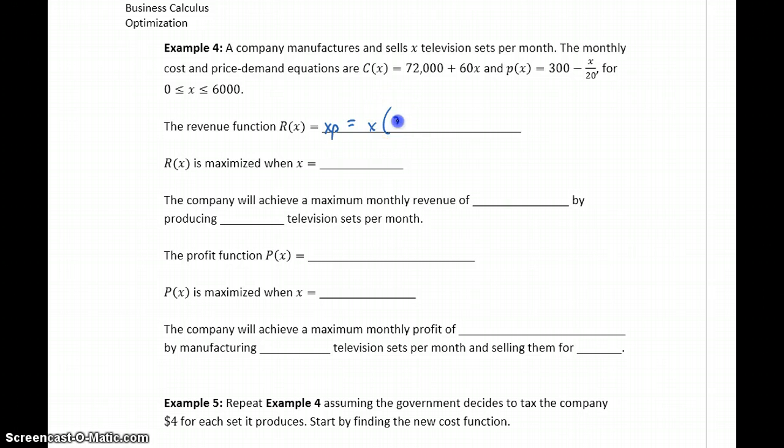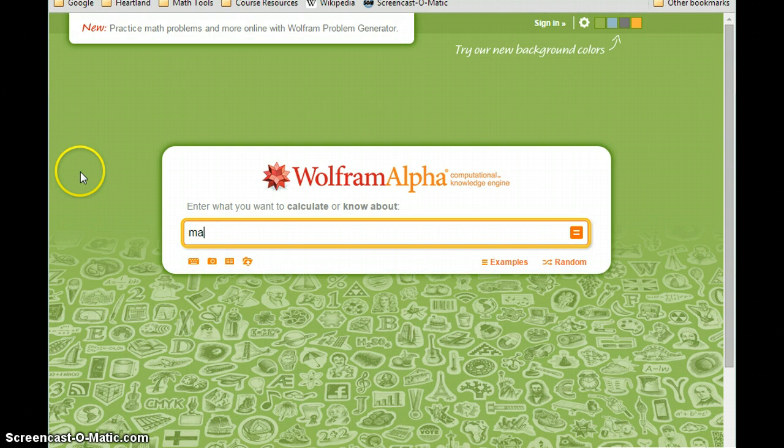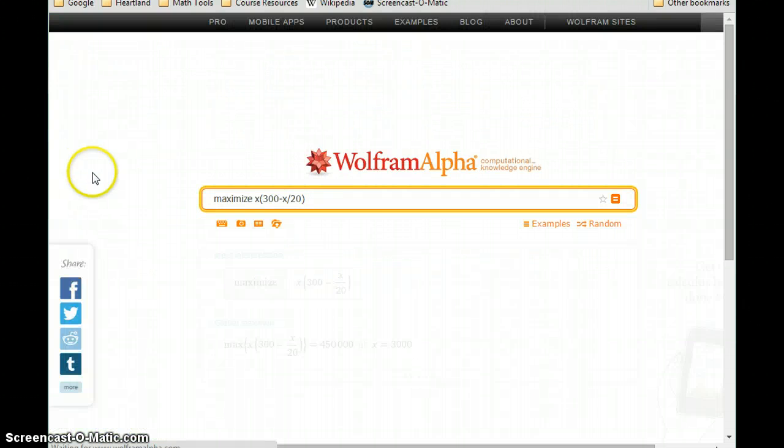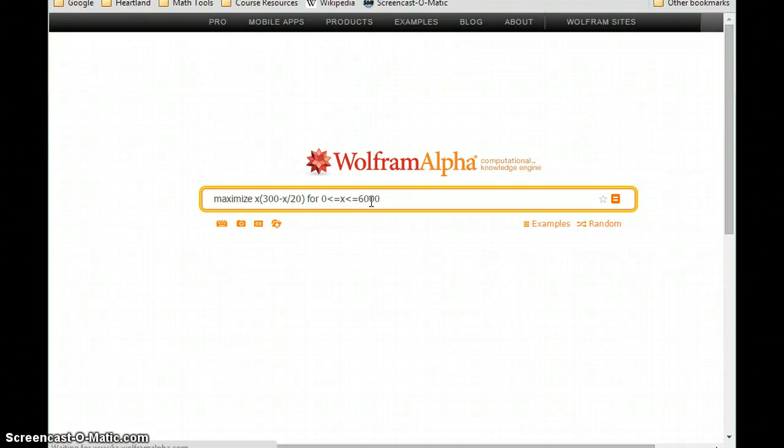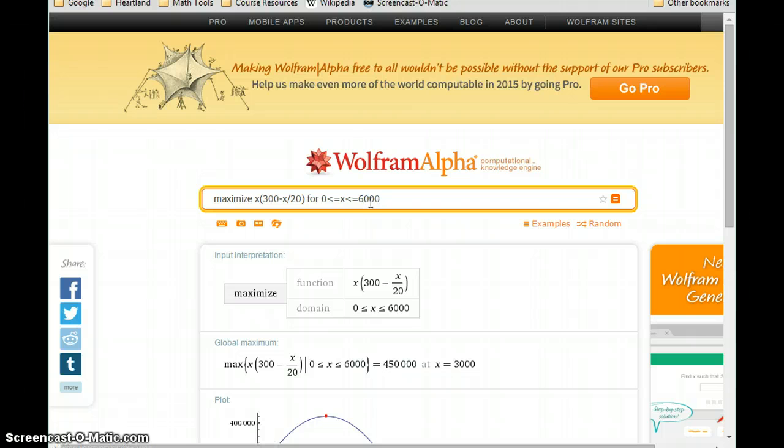So in this case, X times 300 minus X over 20. So taking X times our price demand equation. Then we want to find out when is R of X maximized. So when is our revenue function maximized? So we want to maximize the revenue function that we just generated. And actually we want to make sure we're being careful here to include that domain restriction. It may or may not change our answers, but it does have the potential to give us some different results.